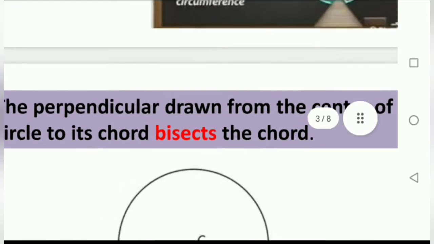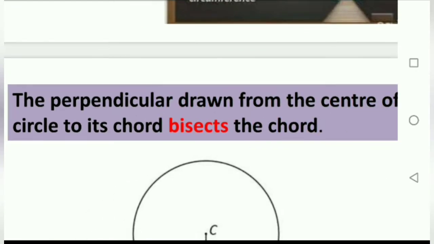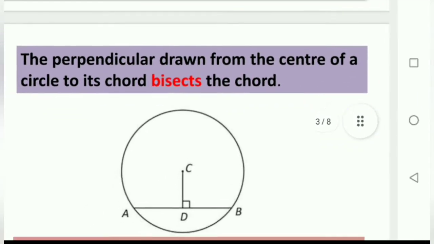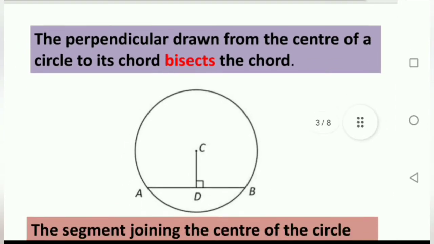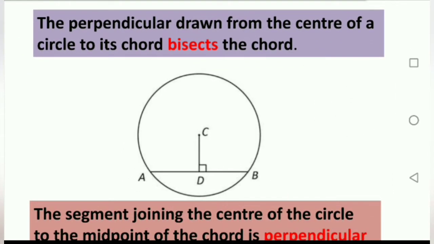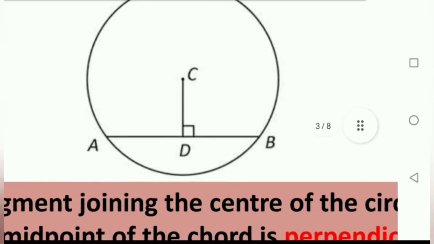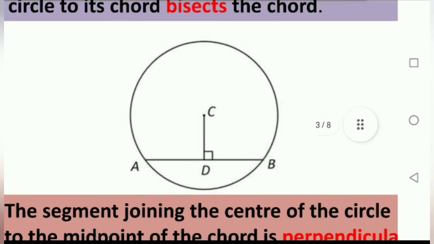Now we have discussed the properties. So which is important, very important property which is there in this chapter is, first one, the perpendicular drawn from the center of the circle to its chord. What happens to that chord? Bisects the chord. What do you mean by bisecting? Dividing equally. So suppose if the chord measurement AB is 12, what will be AD measurement? It will be 6 and BD will also be 6. So 6 plus 6, 12. So equally they are getting divided.